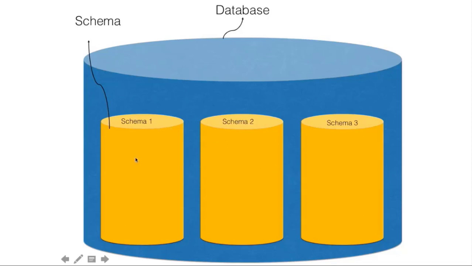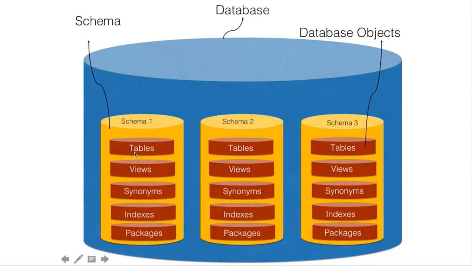What I said in the previous slide is that a schema is a collection of database objects. So these are called database objects. Here I have listed only a few, but there are many: tables, views, synonyms, indexes, packages, etc. Each schema consists of many database objects and has its own user ID and password. So now you know what is a database, what is a schema, and what are database objects.